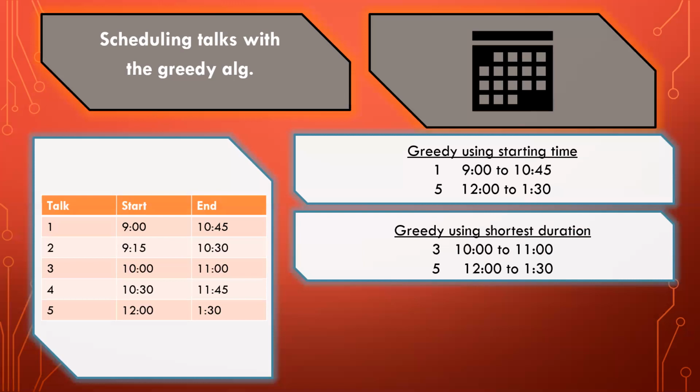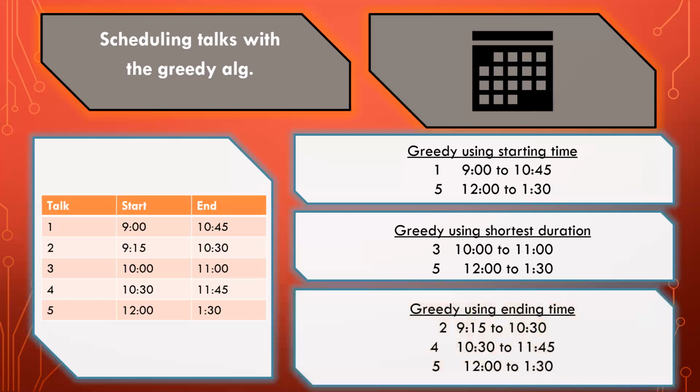Let's try one more greedy criteria. Let's try and use the ending time. So this is where we choose the earliest end time, we'll schedule 2, 4, and 5. So there we got 3 talks.